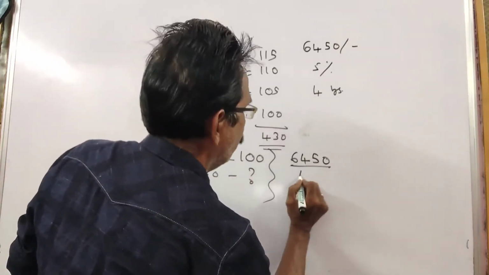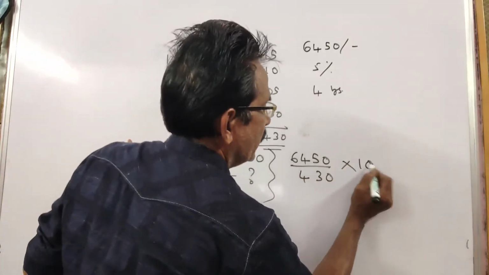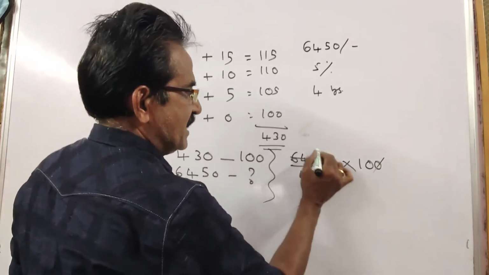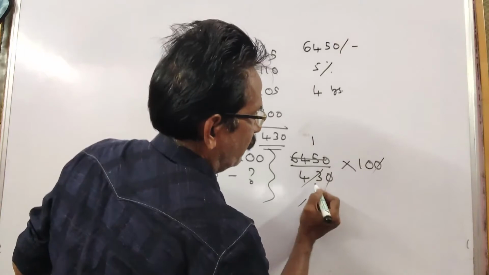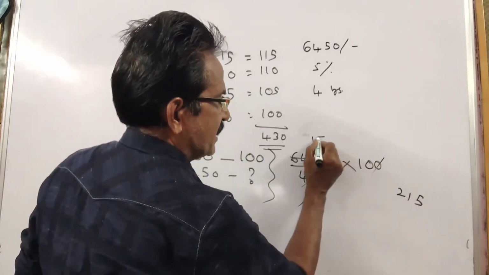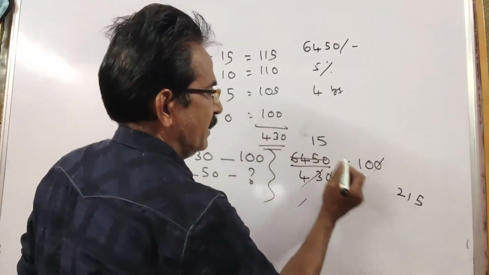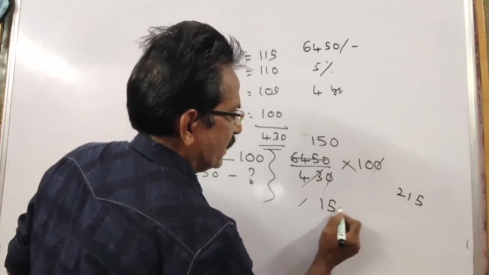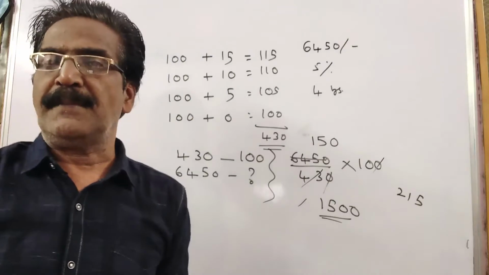6450 by 430 into 100. So 0 0 cancel. 43 ones 43, then 43 64 minus 43 21, 215, 43 fives 215, so 0. 1500 is the annual installment, friends.